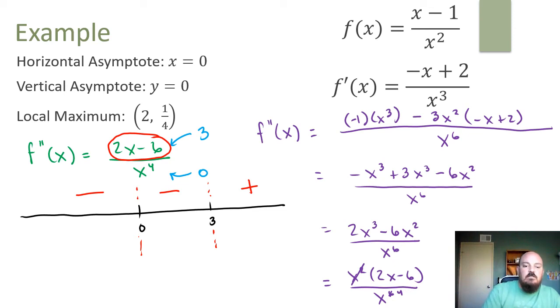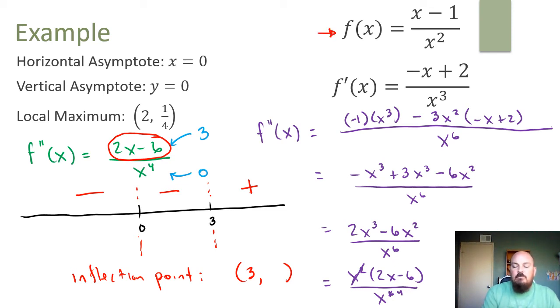So in this case, it looks like the only inflection point I have happens at 3. And to figure it out, we're going to go way back to the beginning and plug 3 in. So I would have 3 minus 1 over 3 squared. That would be 2 over 9.